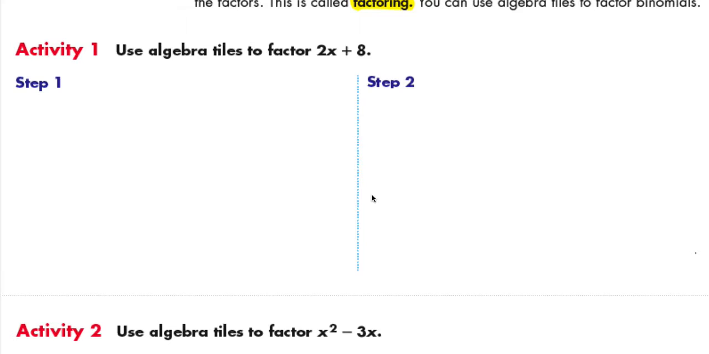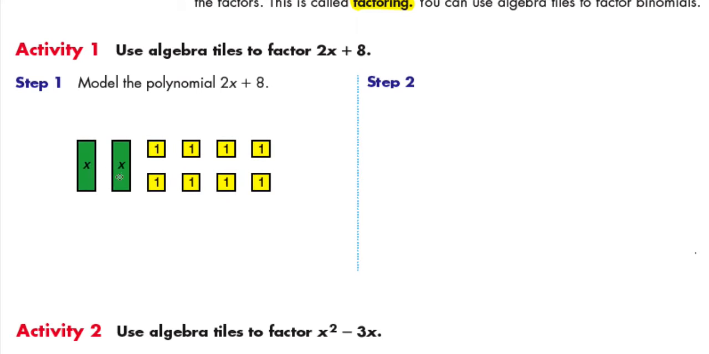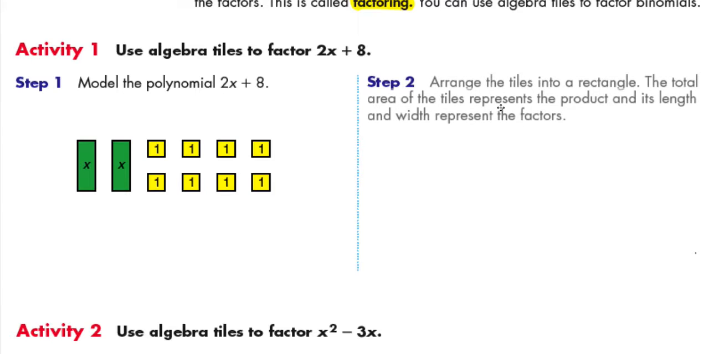Let's take a look at activity number 1. We want to factor 2x plus 8. This is a binomial and we want to find the factors of 2x plus 8. First things first, model the polynomial 2x plus 8. If we model it, it looks something like this: 2x tiles and 8 unit tiles. And step number 2, arrange the tiles into a rectangle.